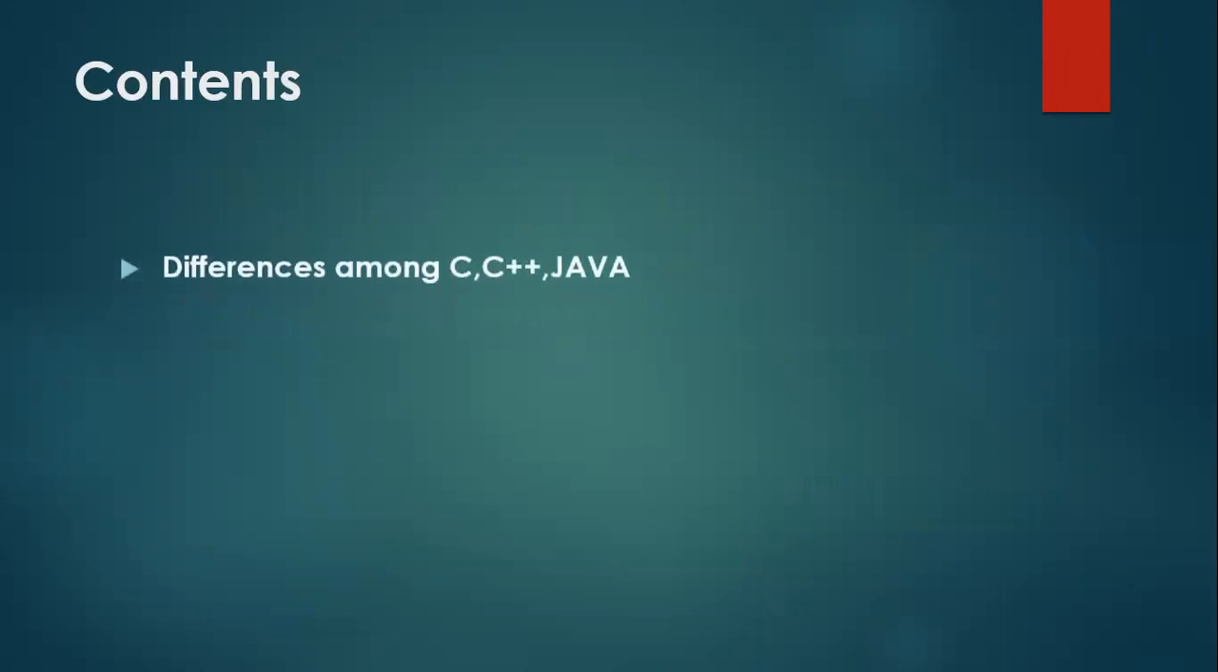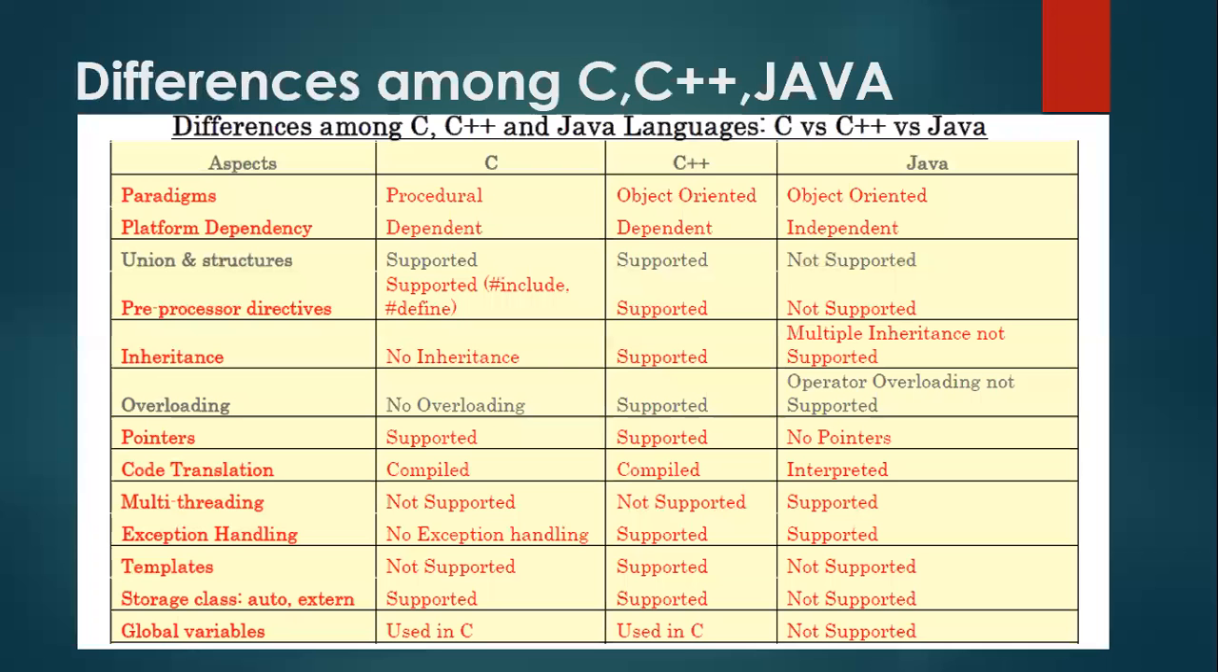In this video, we will discuss differences among C, C++, and Java. Coming to this slide, it describes the differences among C, C++, and Java. As per your knowledge, you know C language according to the previous semester study. We don't know about C++ language, but we are studying Java programming language in this semester. But we are observing several differences among these three languages on different aspects.